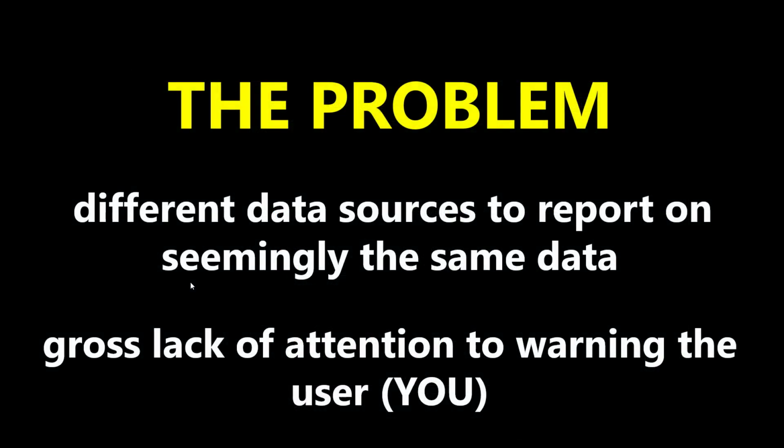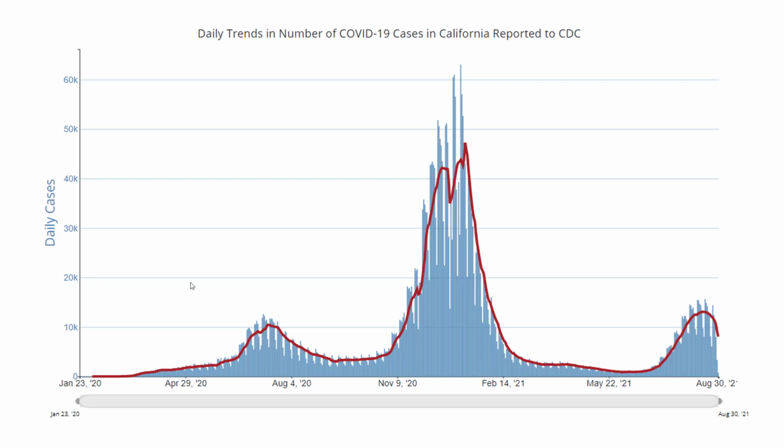So now let's talk about the problem that I found. And this can be summarized by saying that there are different data sources used to report on seemingly the same information. This is all on CDC's COVID tracker. And to me, a gross lack of attention to warning the user, you, about these differences in, again, what seemingly should be pointing to the same thing. So enough nebulousness, let's dive in.